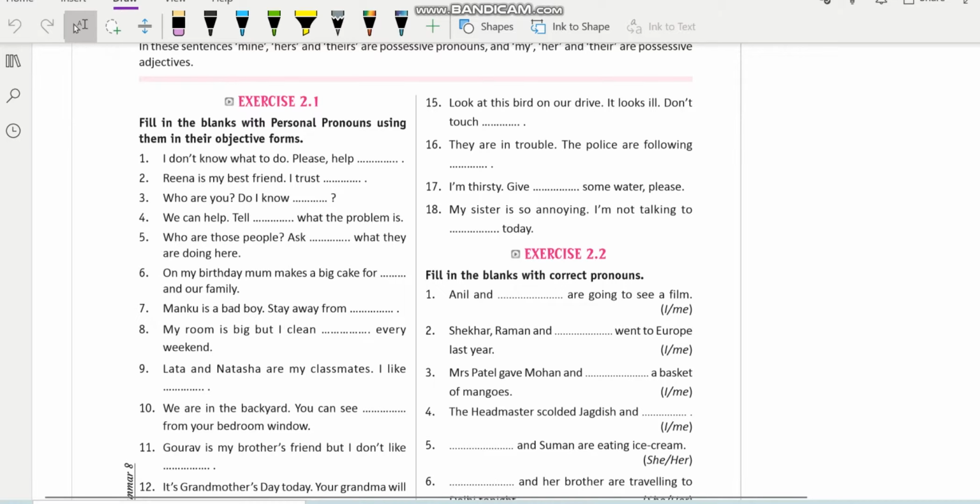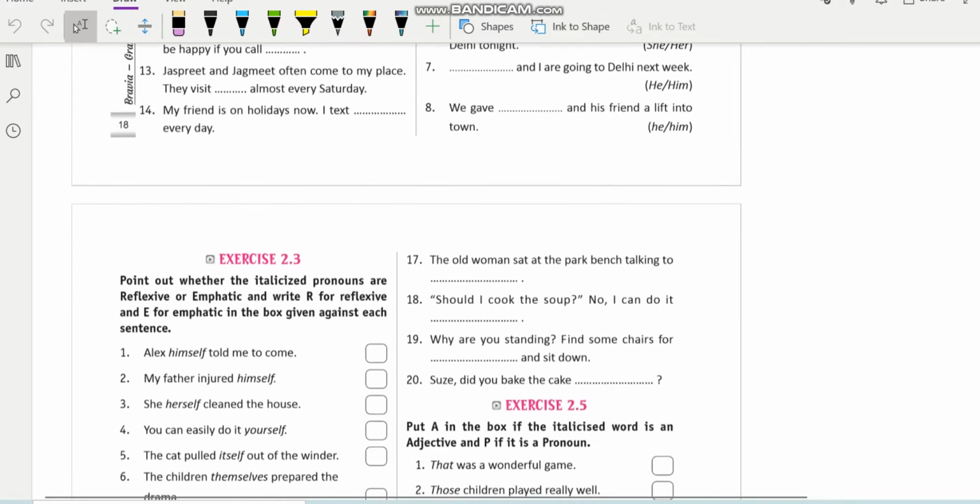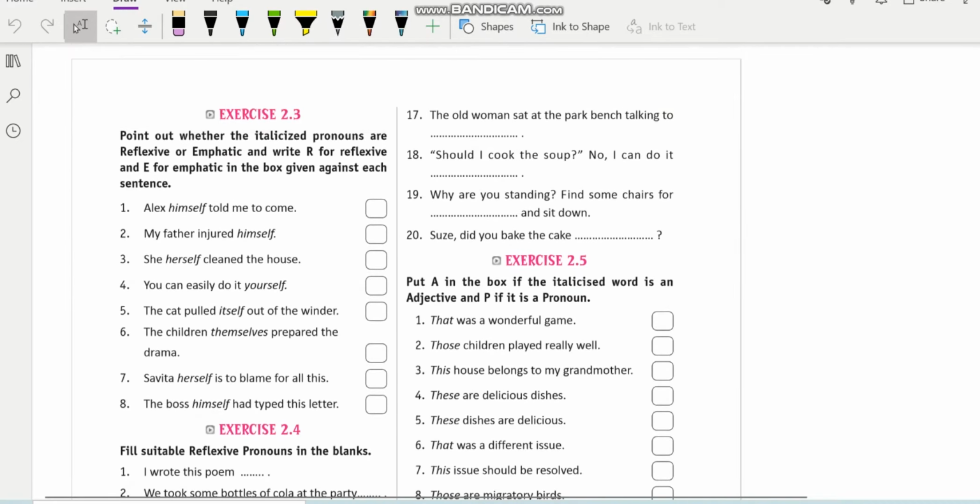I had asked you to do exercise 2.1 and 2.2 on your own so that we could discuss these exercises in my Zoom class. I hope you all must have done this. Today we'll be discussing 2.3. Point out whether the italicized pronouns are reflexive or emphatic and write R for reflexive and E for emphatic in the box given against each sentence.